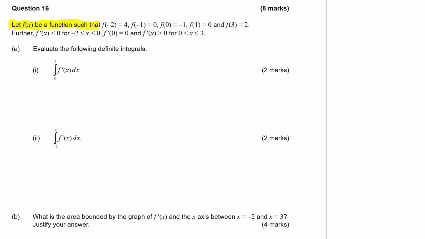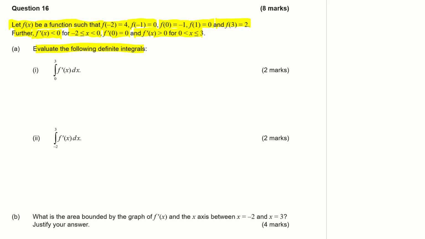Let f(x) be a function such that f(-2) is 4, f(-1) is 0, f(0) is -1, f(1) is 0, and f(3) is 2. Further, f'(x) is less than 0 for all values of x between -2 and 0, f'(x) is 0 at 0, and f'(x) is positive for 0 to 3.